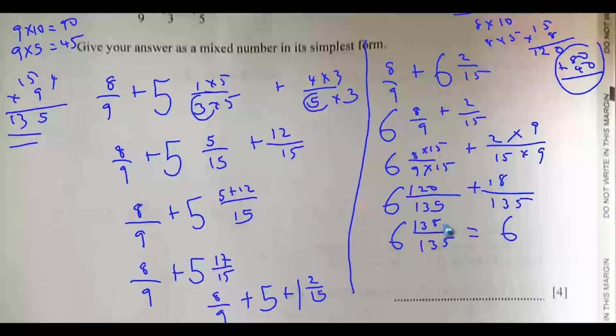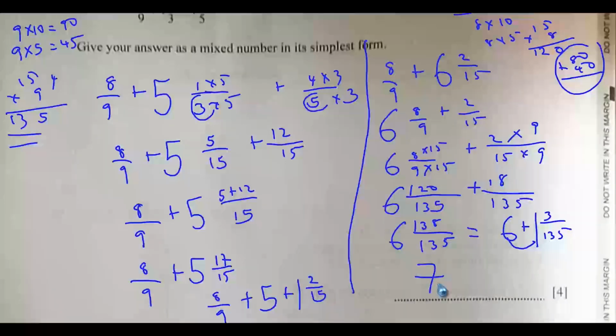It will be the same as 6 whole. From 138 you can get one lot of 135, so that will be plus 1 whole. So out of 138, 135 has given us one lot, which is 1 whole. We are left with 3, so write 3 over 135. So 6 whole add 1 whole will be 7 whole.